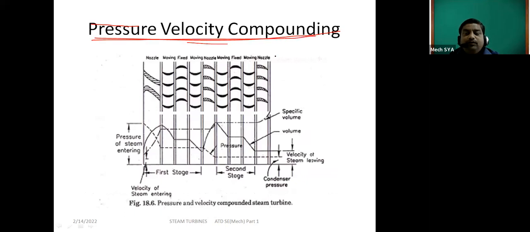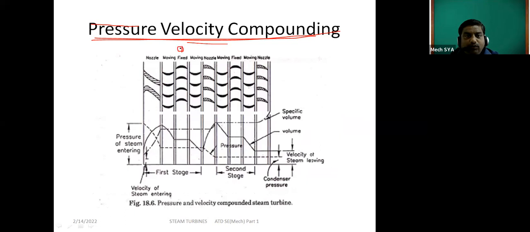And for that, what we have to do? For decreasing pressure continuously, we have to arrange more than one set of nozzles. So this will be one nozzle. Afterward, this is going to be the fixed blade. These are fixed, so we have to consider them as guide blades.